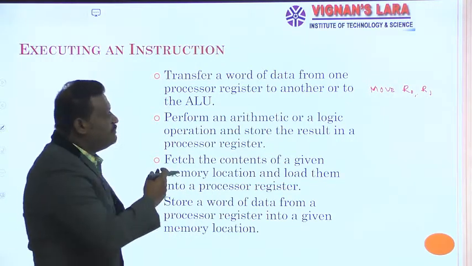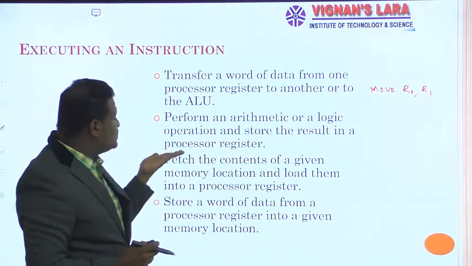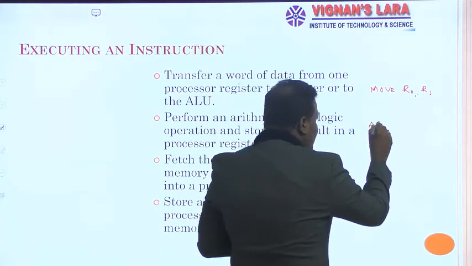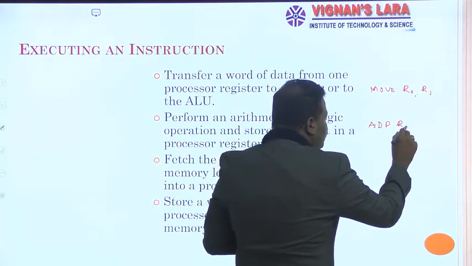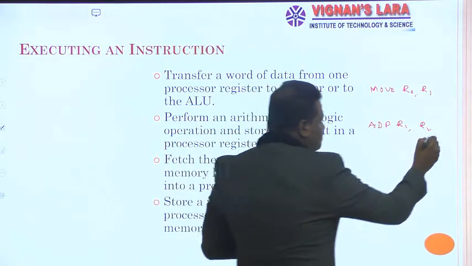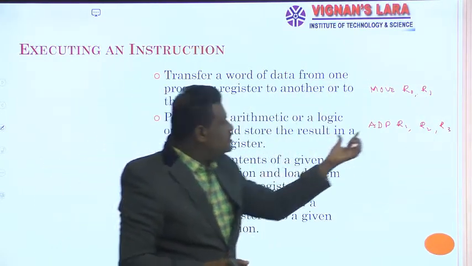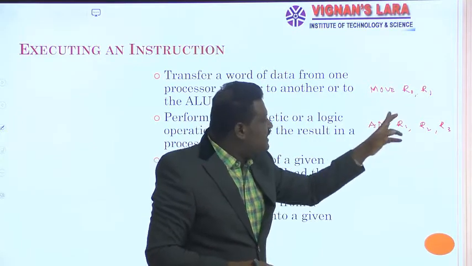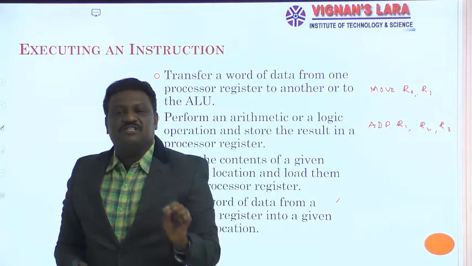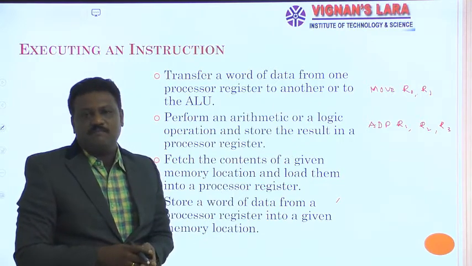Coming to the second one, performing an arithmetic or logical operation and storing the result in a processor register. For example, my instruction is: add R1, R2, R3. By using this instruction, I do addition between the content of register R1 and R2. The produced result, which is the sum, is transferred to another processor register, R3.